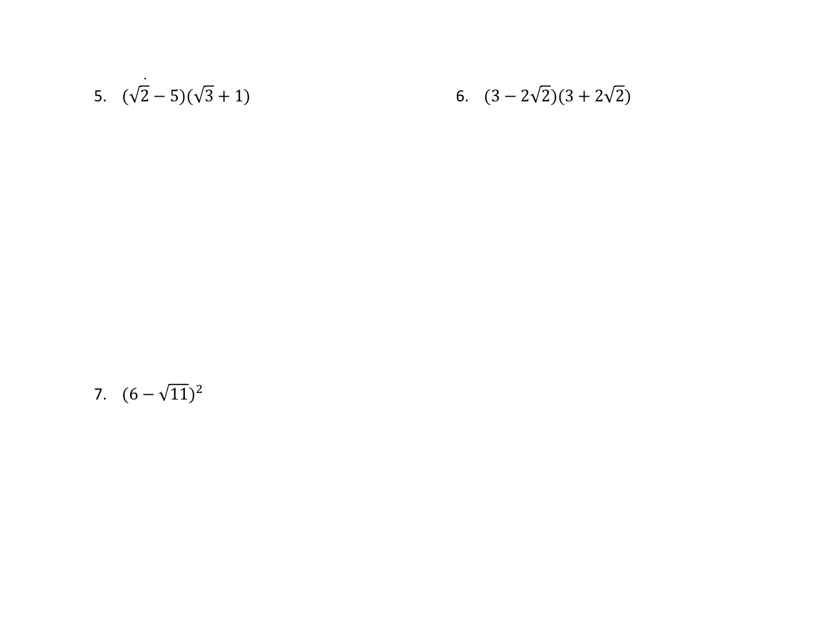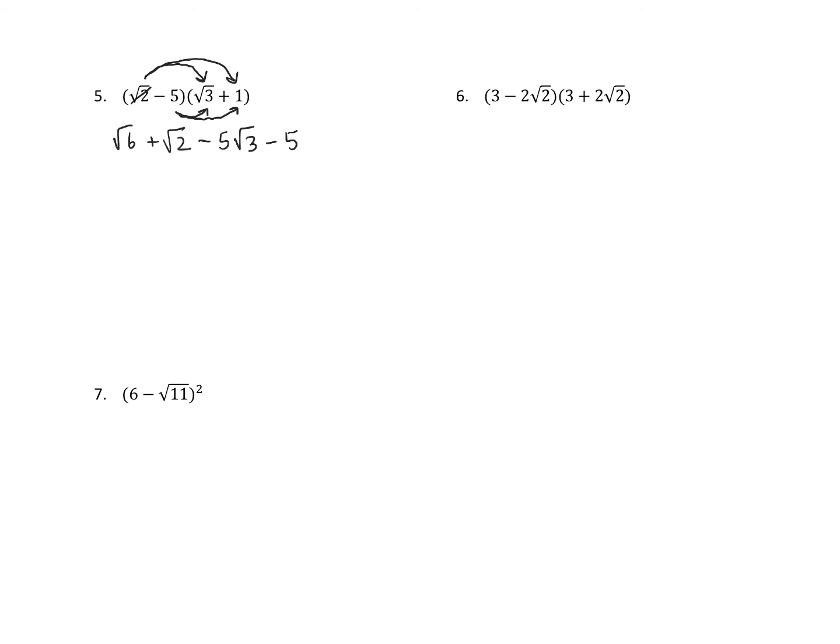The square root of 2. So we'll do square root of 2 times square root of 3. That's the square root of 6. Square root of 2 times 1, that's just going to be square root of 2. I've used that one. Now I'm going to do the negative 5. So negative 5 times the square root of 3 is negative 5 square root 3. And then negative 5 times 1 is negative 5.